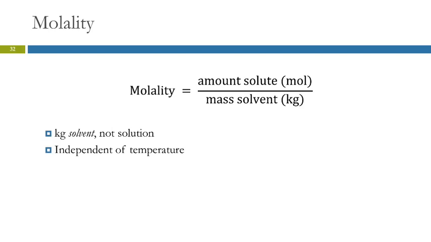Molality. So molality gets around the temperature dependence of molarity. Here we're looking at the amount of solute in moles again, but now we're looking at mass of solvent in kilograms. Instead of volume of solution in liters, mass of solvent. The mass of the solvent does not change with temperature, and so this is independent of temperature.